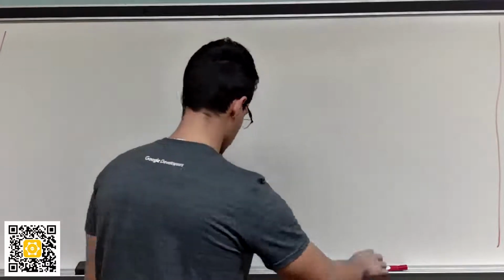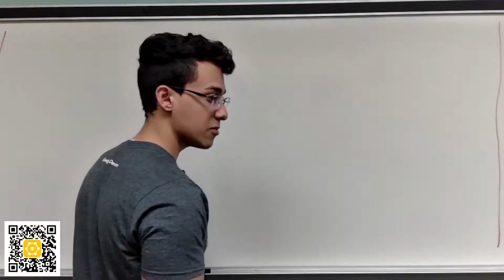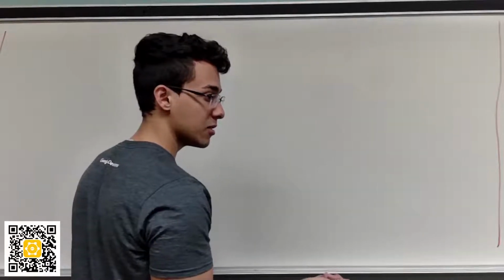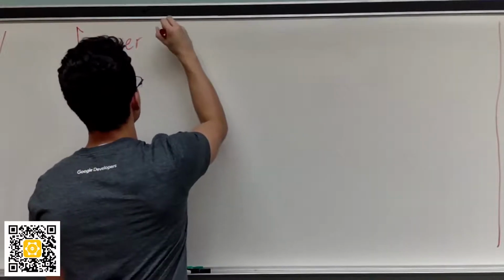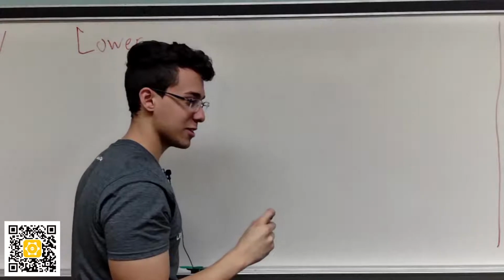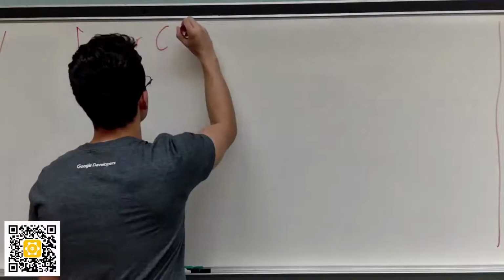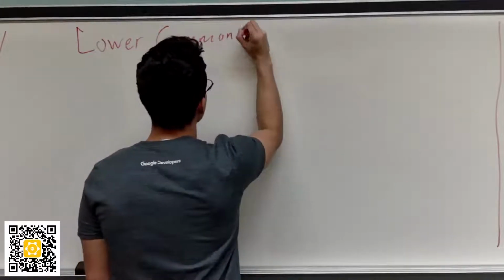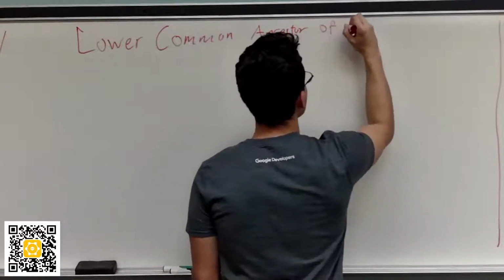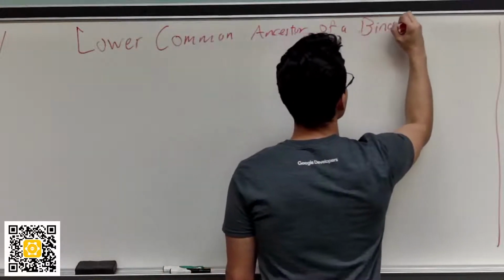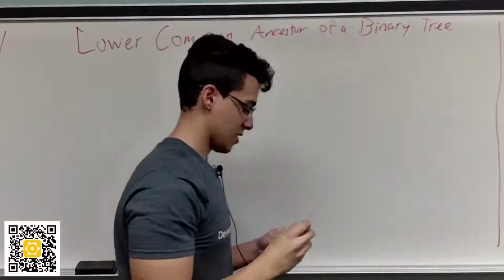So the question we want to go over today is, what's the name of the question? Lowest common ancestor? Yeah, like a binary tree. Binary search tree or binary? No, it's a binary tree, I think. Binary tree or binary search tree? Binary tree. It's a binary tree. Yeah. So it's not binary search tree.